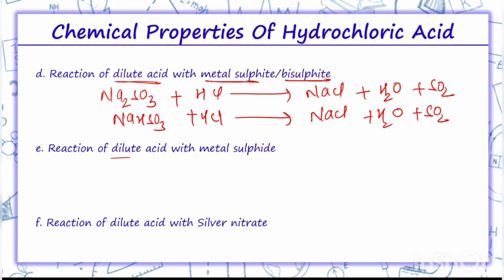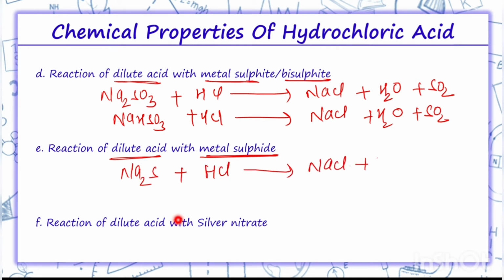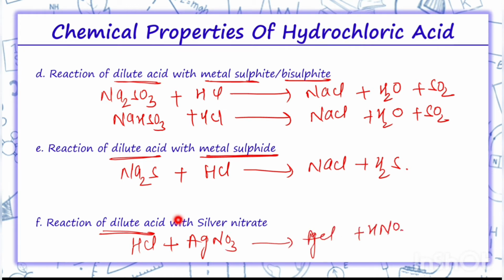Next is the reaction of HCl with metal sulfide, like Na2S plus HCl, which gives NaCl plus H2S gas. When HCl reacts with silver nitrate, AgNO3, AgCl plus HNO3 is formed. This AgCl precipitates out as a white PPT.